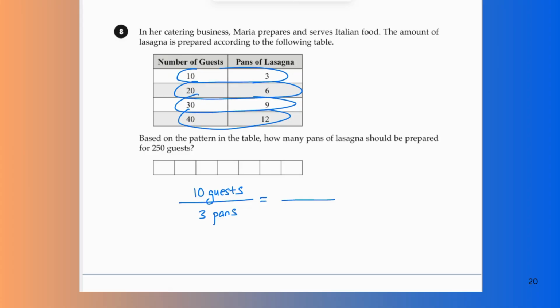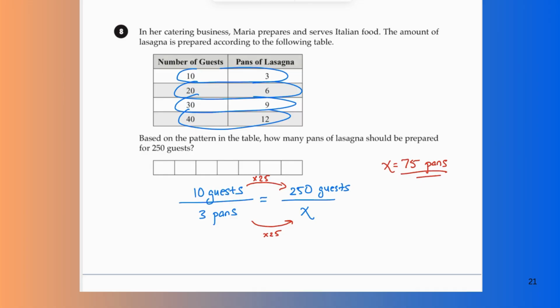So what did they give me? They gave me the guests and they want to know the pans. So the part I don't know is what I'm going to call a variable. So I'm going to put an X in the denominator because I don't know how many pans. I'm going to put 250 in the numerator because I do know how many guests. Now, to solve this proportion, you can do it a couple different ways. I'll show you 2 ways. If you see that you can divide one number into the other easily, so I know that 10 can go into 250 25 times, so this is times 25. I know that to keep this proportional, I have to do the same thing in the denominator. So I would do times 25, and that would give me that X is equal to 75. So 75 pans of lasagna need to be made if we're going to have 250 guests.